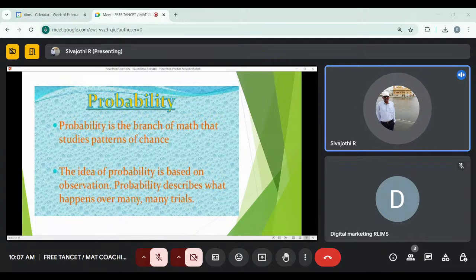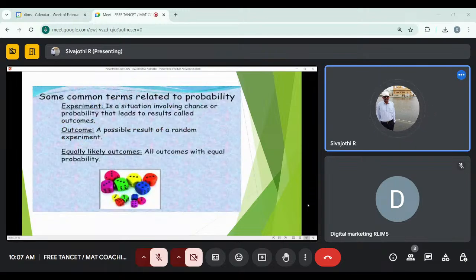Probability is a branch of maths about whether something will happen or not. That is called chance. The idea of probability is based on observation. Probability describes what happens over many trials. So we use many trials, and we get a final answer. Here we are showing some experiments.